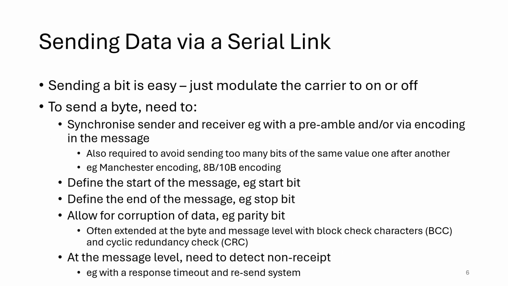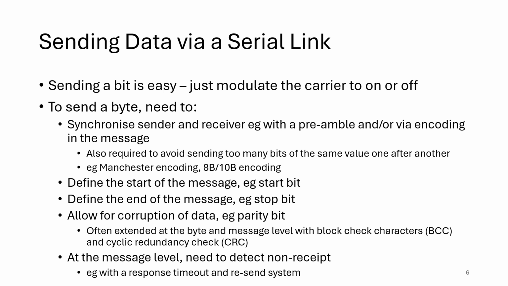Sending data via a serial link is generally easy. If you just want to send a bit, you just modulate the carrier to on or off. So that could be turning the voltage on or turning the voltage off, or supplying current or voltage. Or if you're modulating a carrier network, you may change frequencies, or you may just change the amplitude of a single frequency.